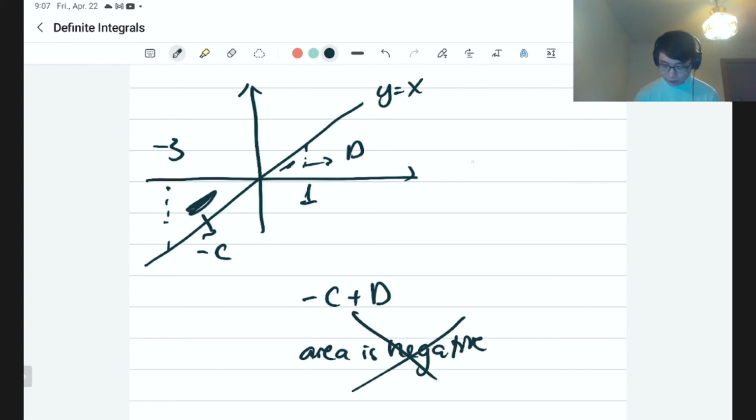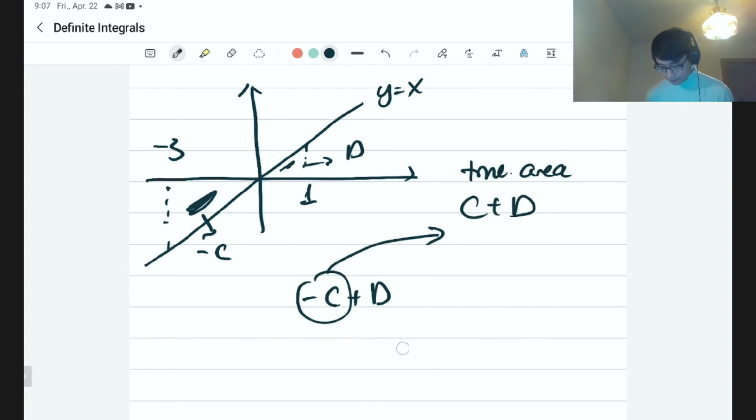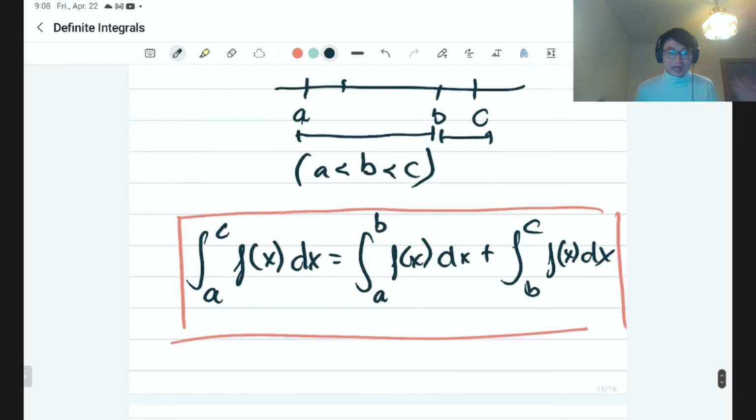The only way we can find the true area is to convert the negative c to positive c in order to solve the area correctly. So how can I convert the negative c to positive c? Previously, we didn't have this property, we didn't know how to do it. But now we have this property and I can do it fairly easily, right?